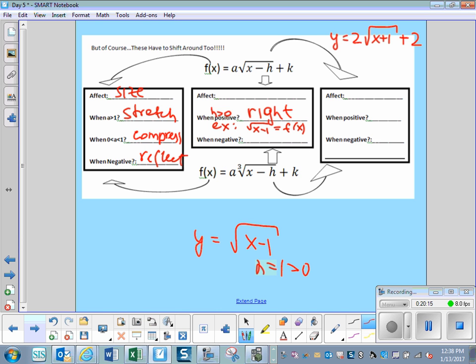Okay, so when h is negative, so h is less than 0, with the example of f of x equals square root of x plus 1. So it's minus negative 1. h is negative. The function goes to the left. Very messy.